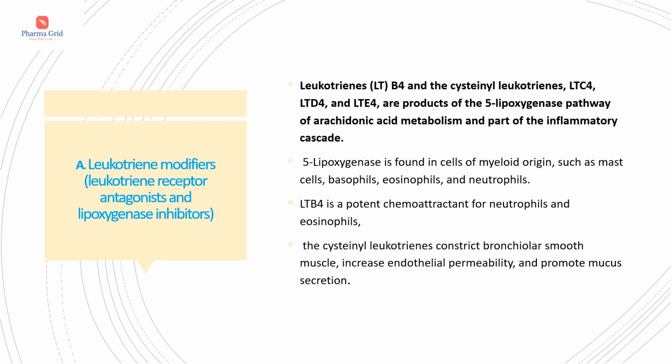We all might have heard about the two pathways, that is cyclooxygenase pathway as well as the lipooxygenase pathway. The products of lipooxygenase pathway include leukotrienes, that is LTB4, and cysteine leukotrienes LTC4, LTD4 and LTE4. These are the products of 5-lipooxygenase pathway of arachidonic acid metabolism, and they are a part of the inflammatory cascade. This 5-lipooxygenase is found in cells of myeloid origin such as mast cells, basophils, eosinophils and neutrophils. LTB4 is a potent chemoattractant for neutrophils and eosinophils. The cysteine leukotrienes constrict bronchiolar smooth muscle, increase endothelial permeability and promote mucus secretion.